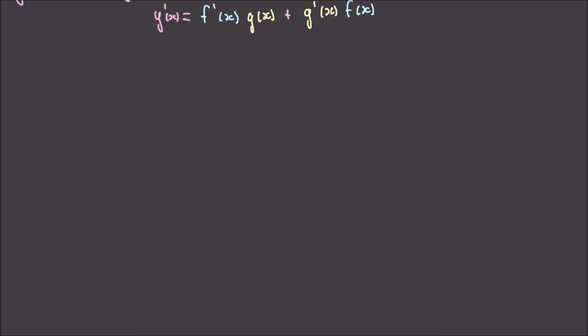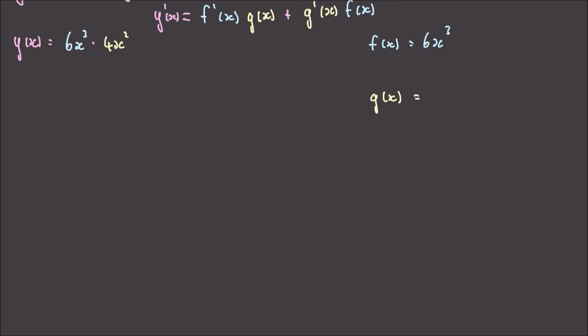So here's the formula. This is how we differentiate a product. So here's an example. We'll stick with polynomials for now. Of course, you could just multiply these two polynomials, and we'll do that to check our answer. But let's just practice the formula first.